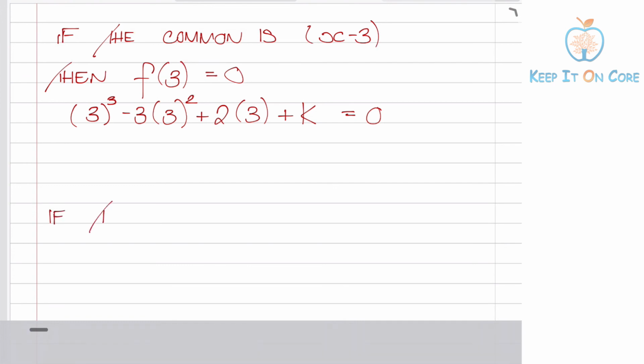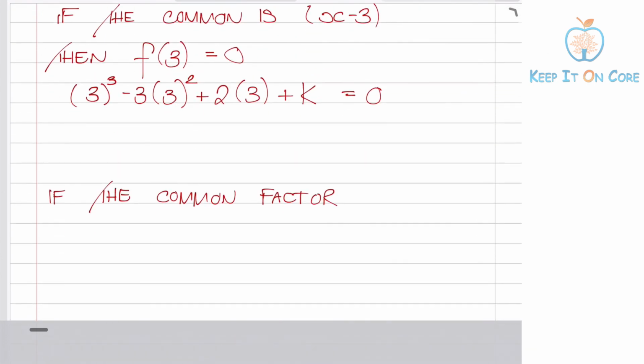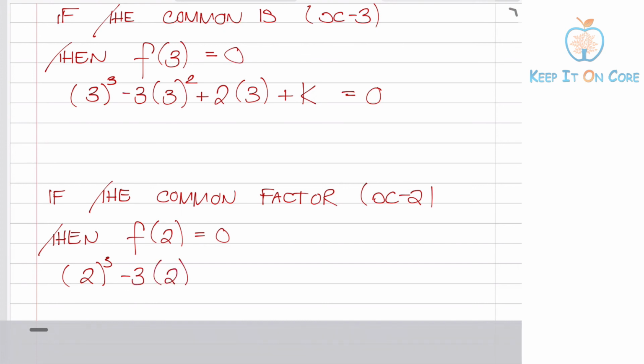Finally, if the common factor was the last bracket, which was x minus 2, then we would make the statement that f of positive 2 is equal to 0, and exactly the same thing would happen everywhere there is an x. We're replacing it with a positive 2. Your variable of k, and we make it equal to 0 because we are saying that it is a factor.